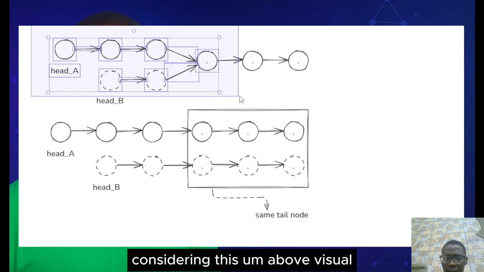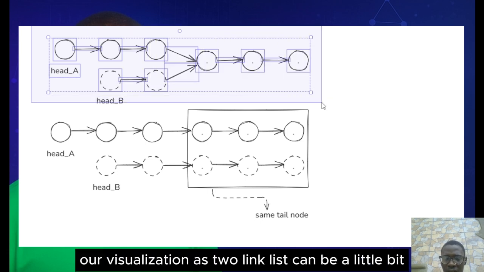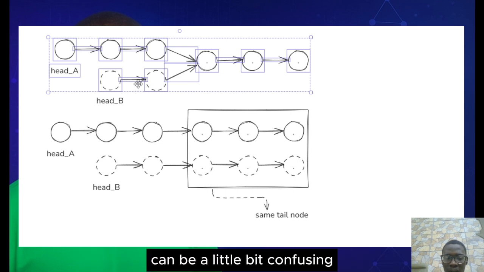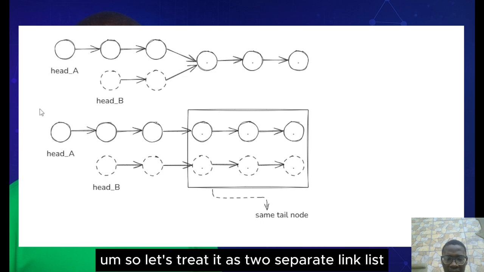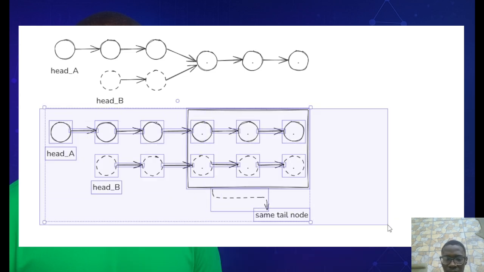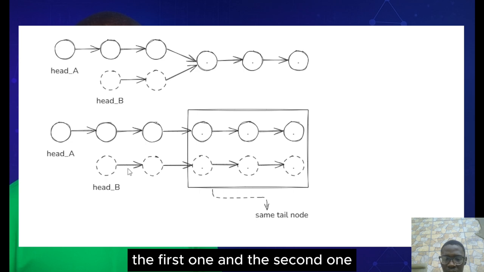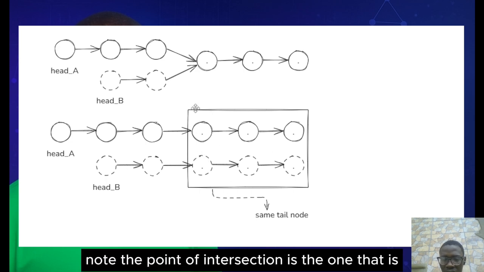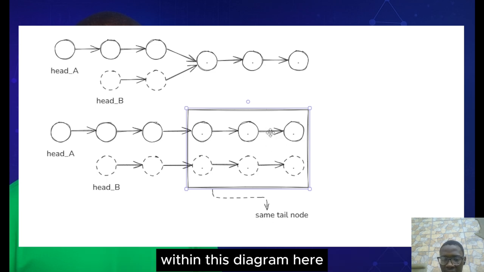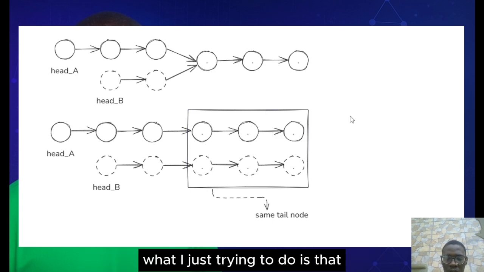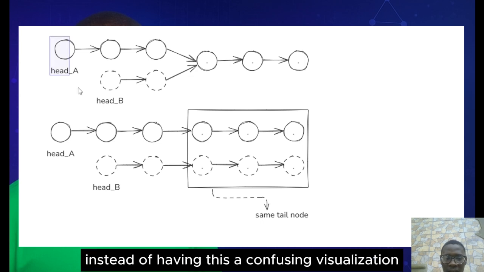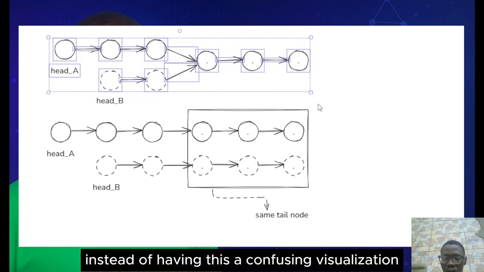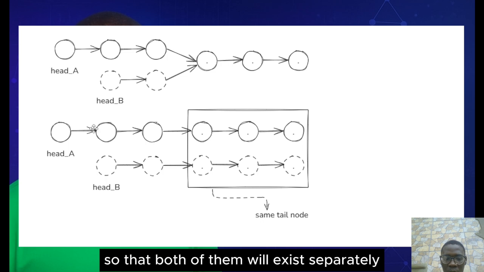Considering the above visualization, two linked lists can be a little bit confusing. So let's treat it as two separate linked lists, the first one and the second one, and the point of intersection, that is the tail node, is the one within this diagram here. Instead of having this confusing visualization, we break it down so that both of them exist separately.